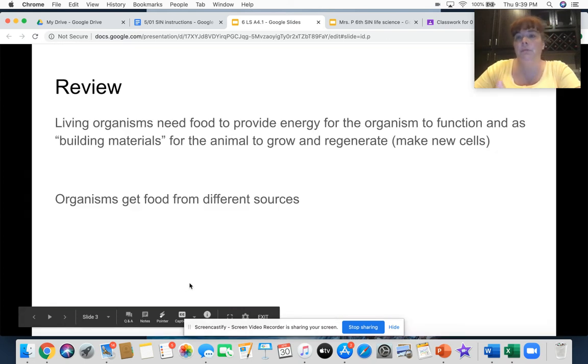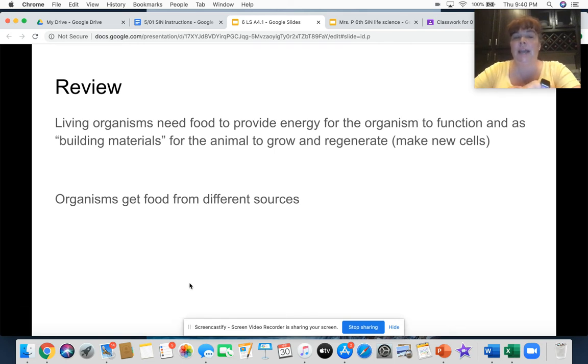Okay, so quick review. Living organisms need food to provide energy for the organism to function and as building materials for the animal to grow and regenerate or make new cells. So unless the food is doing one of those 2 things, it's not considered a food for the organism. So for example, vitamins and minerals are not considered a food for humans. We need them to break down the food, but they aren't used as energy, and they are not used as building materials for our bodies to regenerate. So you have to have one of those 2 or both of those things to make it a food.